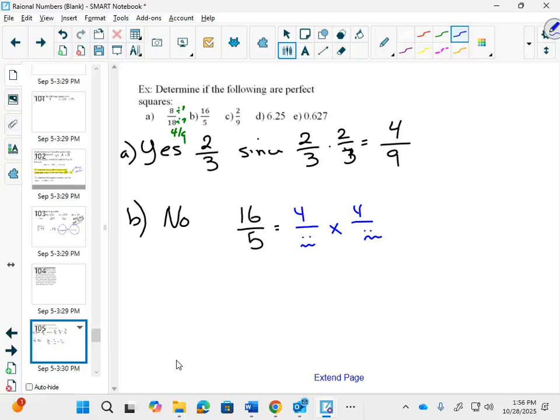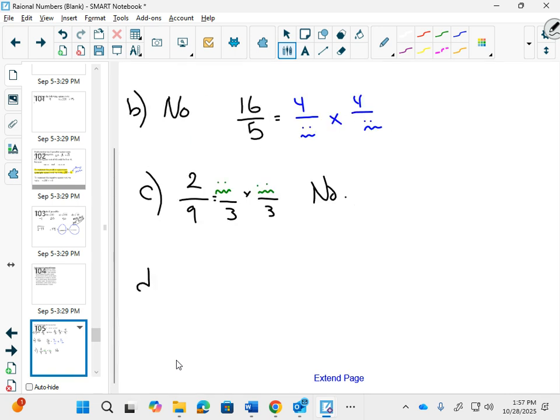Okay, what about C? 2 over 9. Can you see the bottom would be nice? 3 times 3. What about the top? Could that be nice? No. So we gotta know that.